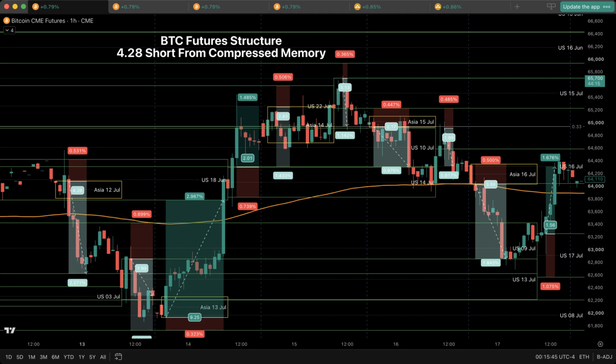Entry comes from July 13th Asia lower boundary. Stop sits at July 8th US lower boundary. Target moves toward June 19th US upper boundary. Then multiple trails appear. July 13th Asia upper boundary. July 13th US upper boundary. July 9th US upper boundary. June 18th US upper boundary. Risk-reward ratio reaches 9.25. That is the big moment.